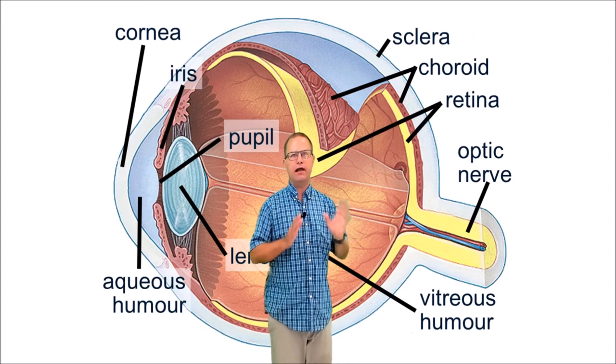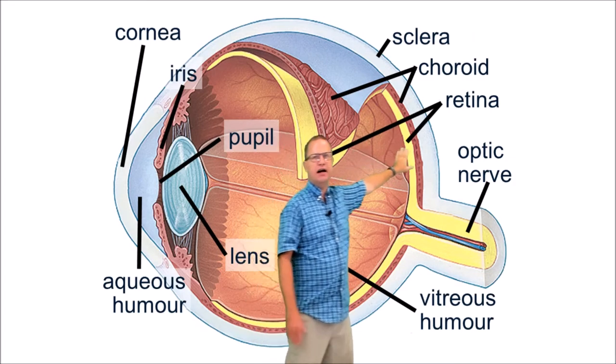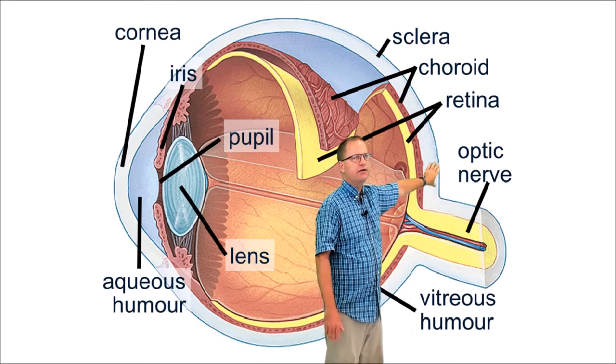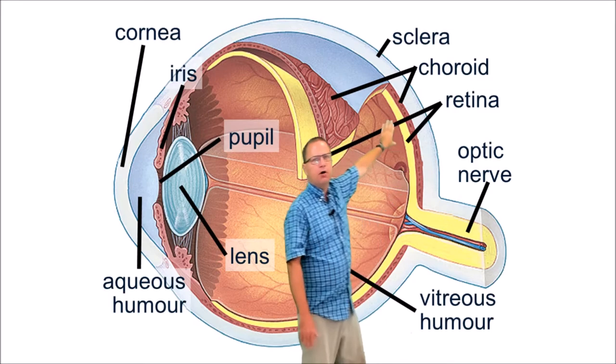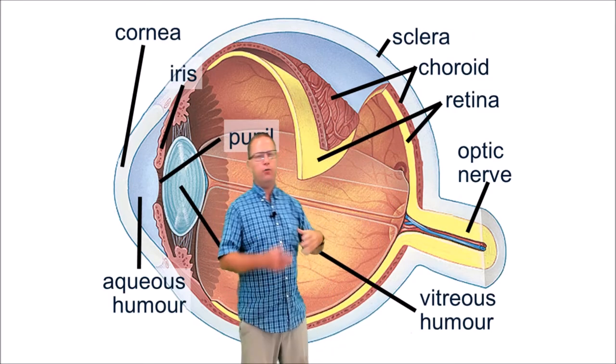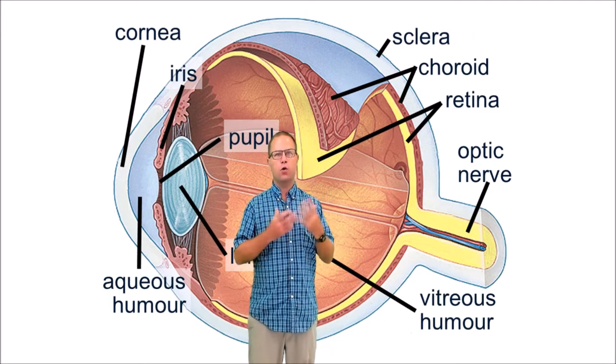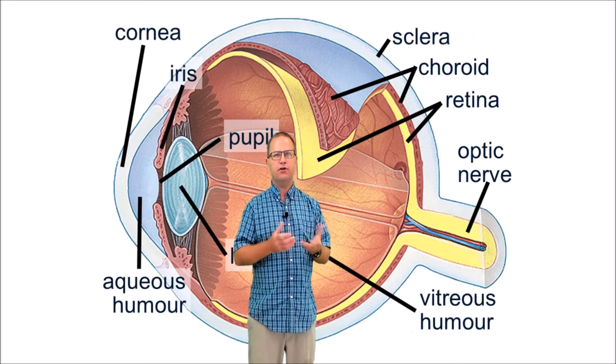And finally, I want to point out one last structure, and this is on the outside of the eye. And the outside of the eye is enclosed with another fibrous connective tissue capsule called the sclera. The sclera is the white part of the eye that goes all the way from here all the way up to the front of the eye where it's connected to the cornea. And the sclera and the cornea together make up the fibrous tunic of the eye.